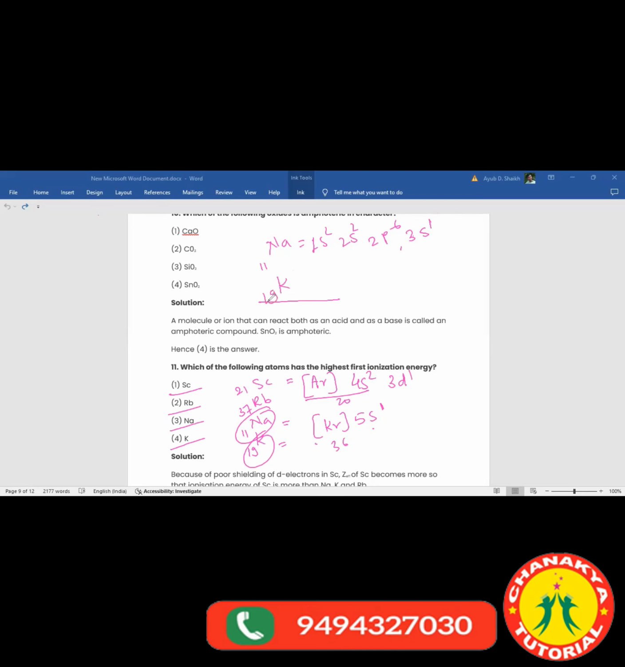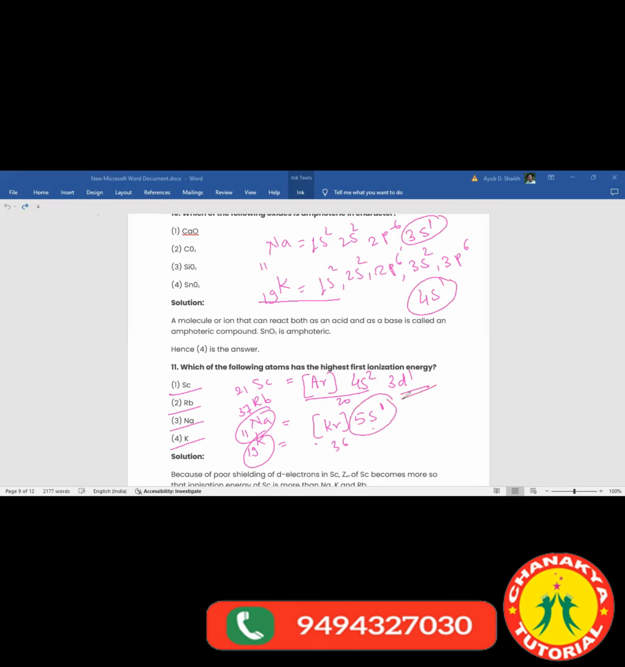For the potassium, 19. Go for it. 1s2, 2s2, 2p6, 3s2, 3p6. How much? 4s, 1. Right? You can see here 3s1. Here 4s1. And here it is 5s1.